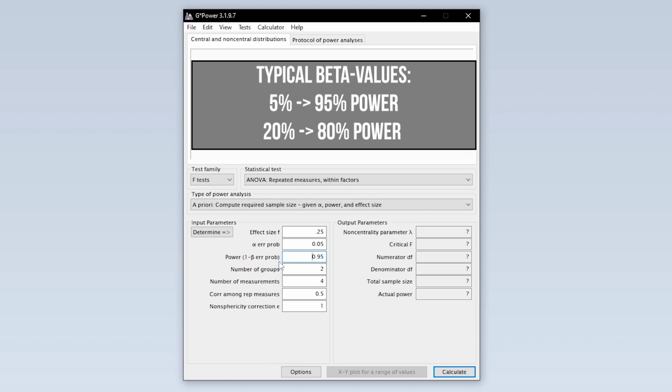In some research fields, 0.8 is used here. This means you automatically accept a type 2 error of up to 20%. If you have power lower than 0.95, this usually calls for a reasonable justification.